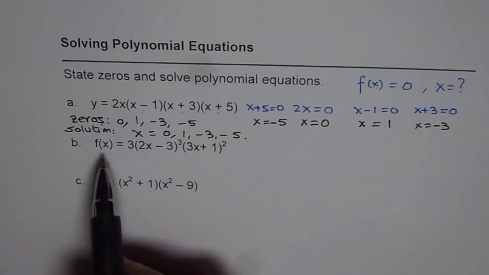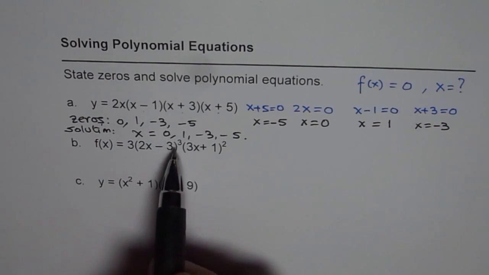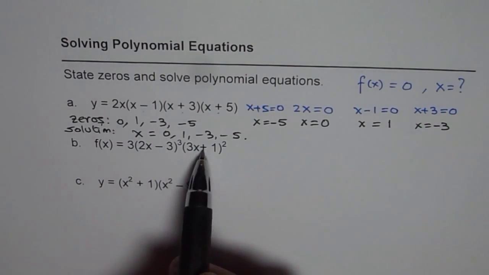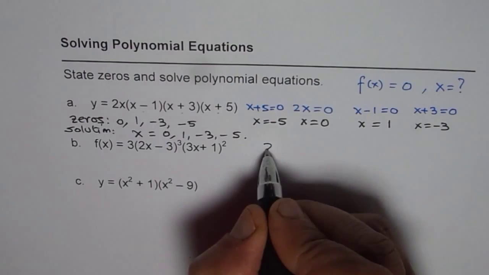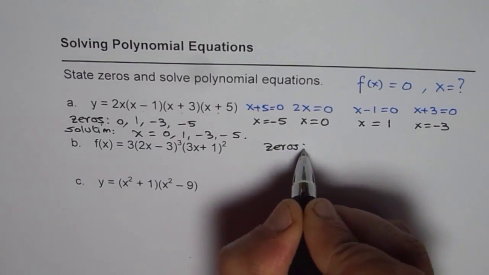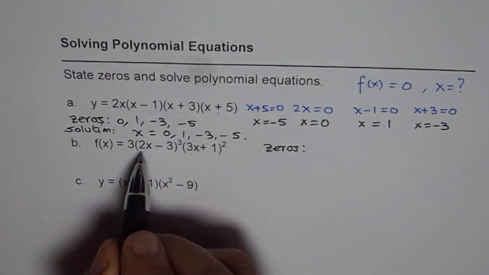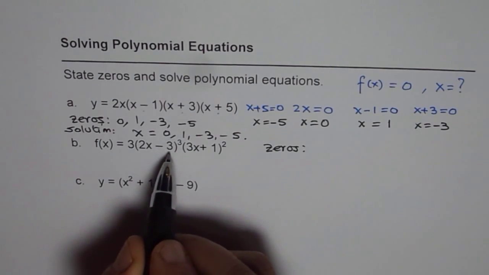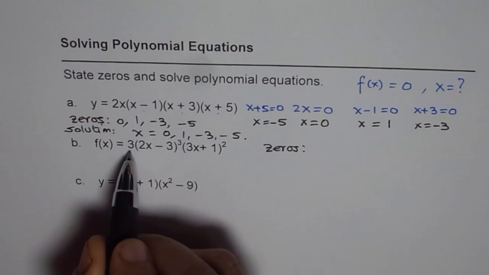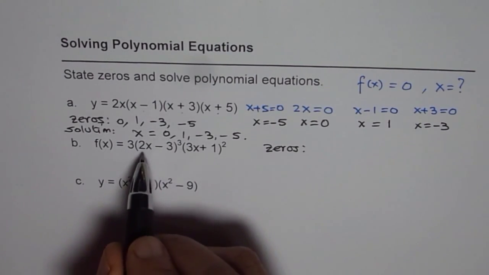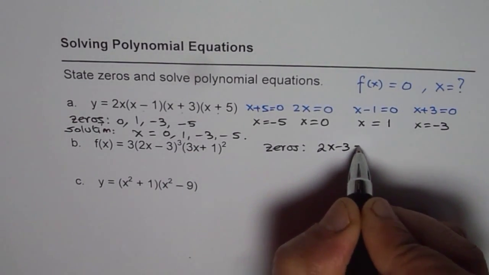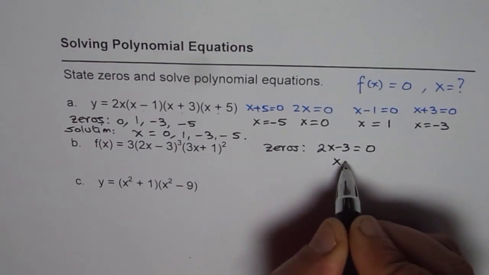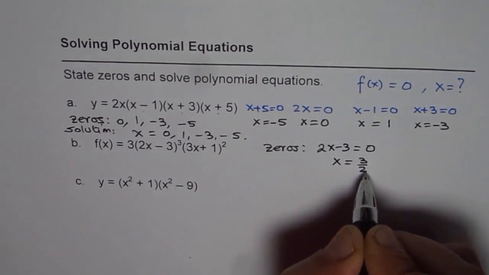The second one is f of x equals 3 times (2x minus 3) cubed times (3x plus 1) squared. Now let's state the zeros in this case. The first zero is because of the factor 2x minus 3. 3 is a constant, so it will never be a zero. So that factor 3 does not give you any zero. But 2x minus 3 will. So 2x minus 3 equals 0. That means x is equal to 3 over 2.